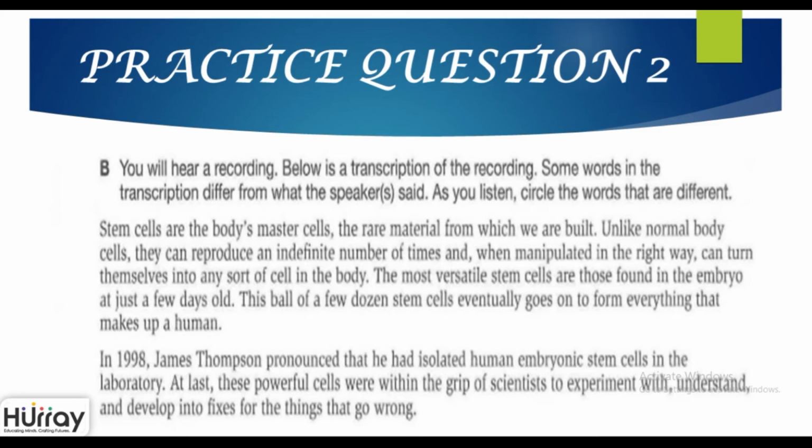Stem cells are the body's master cells, the raw material from which we are built. Unlike normal body cells, they can reproduce an indefinite number of times and, when manipulated in the right way, can turn themselves into any type of cell in the body. The most versatile stem cells are those found in the embryo at just a few days old. This ball of a few dozen stem cells eventually goes on to form everything that makes up a person.